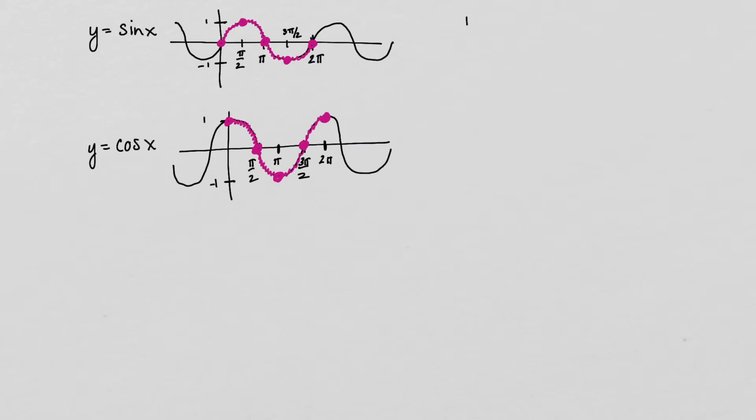And as we said, the domain on the sine graph was minus infinity to infinity, and the range was minus 1 to 1. Those are also the same for the cosine graph. So the domain is also minus infinity to infinity, and the range is also minus 1 to 1. Questions?